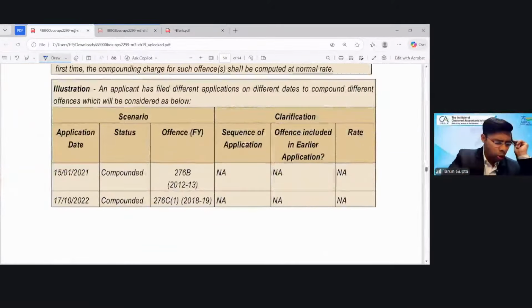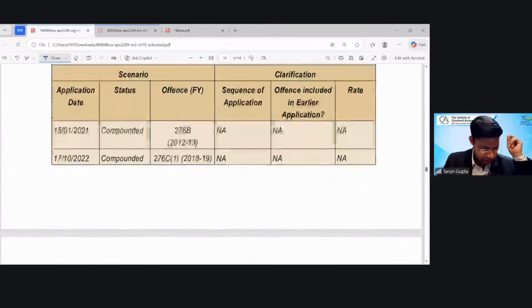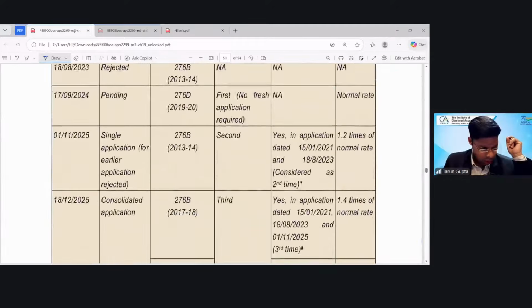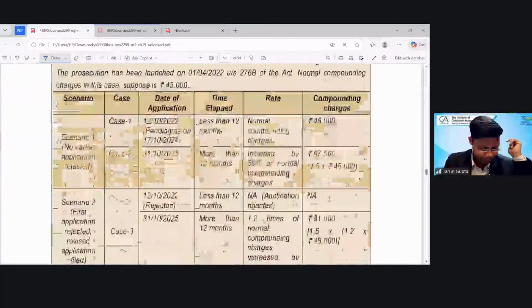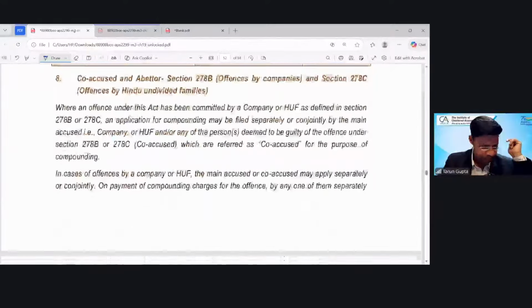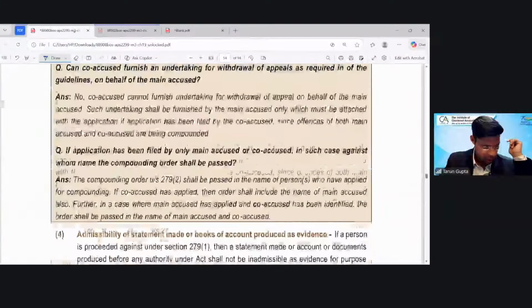So there are two small examples. You can do them as a part of your small homework. It's very simple. So we are done with these compounding guidelines.